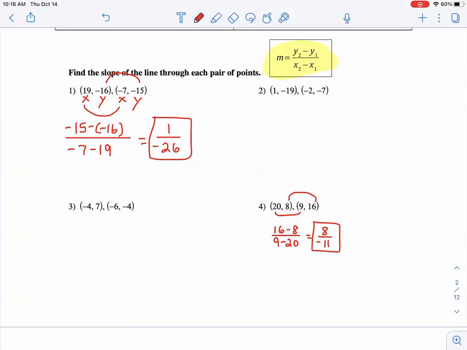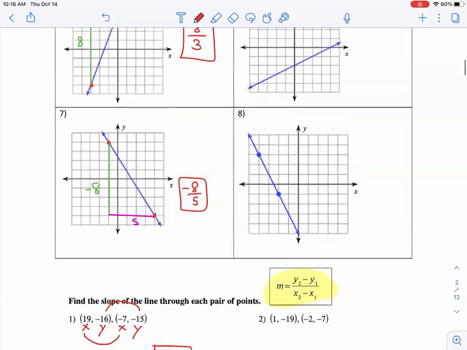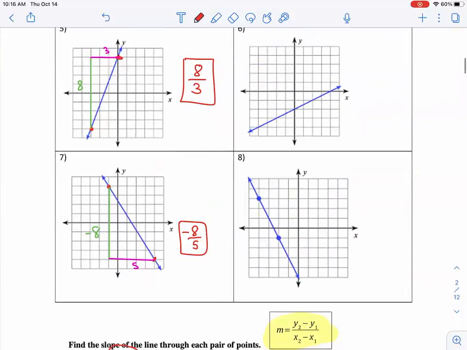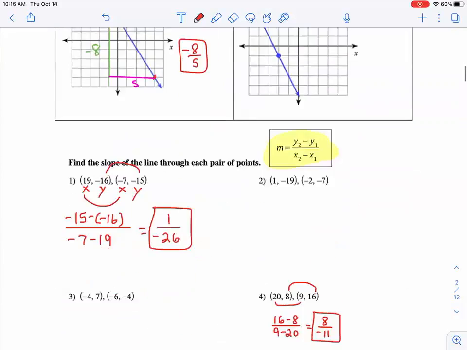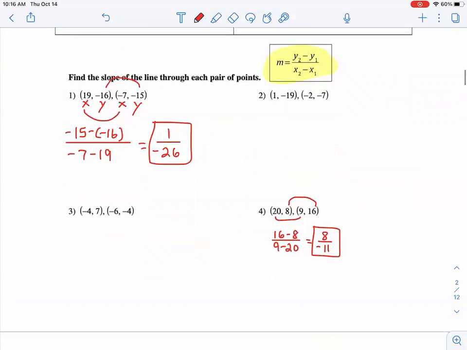All right, any questions on those? Okay, there's two types of problems for today. One, finding the slope graphically, and the other, finding the slope given 2 points.